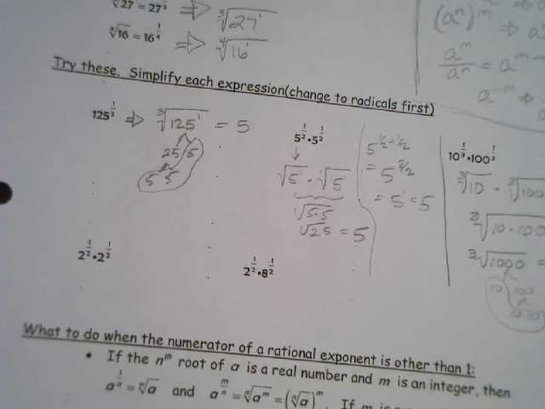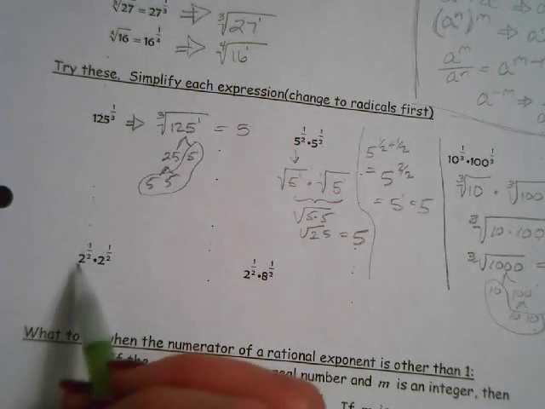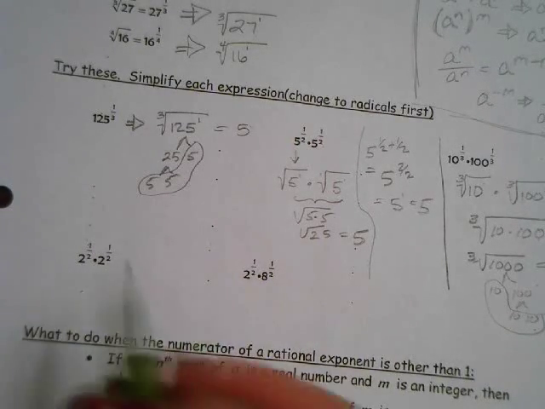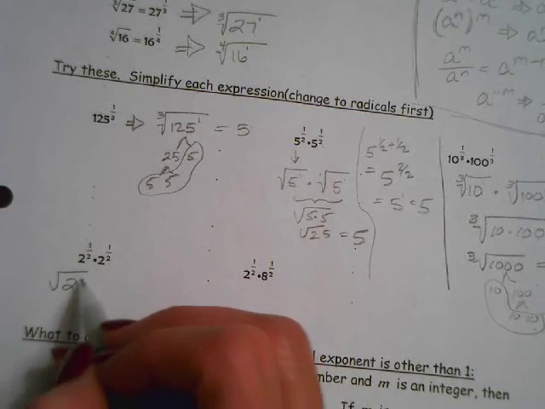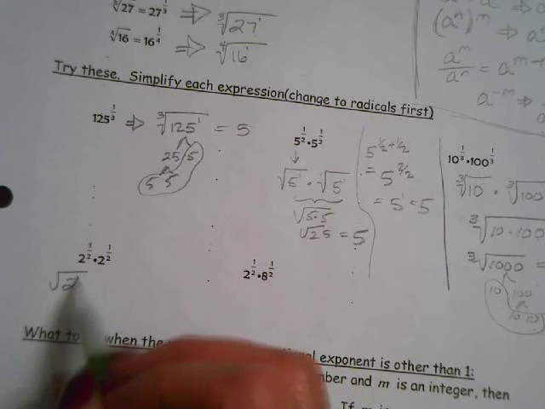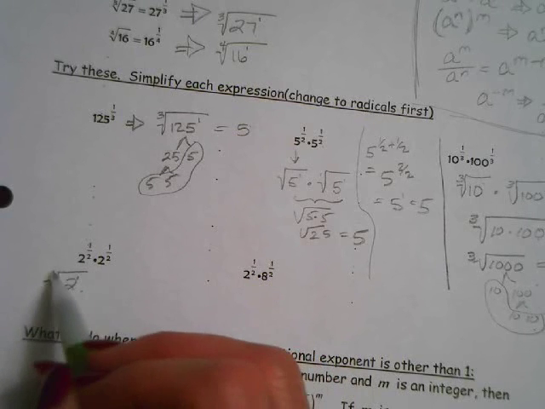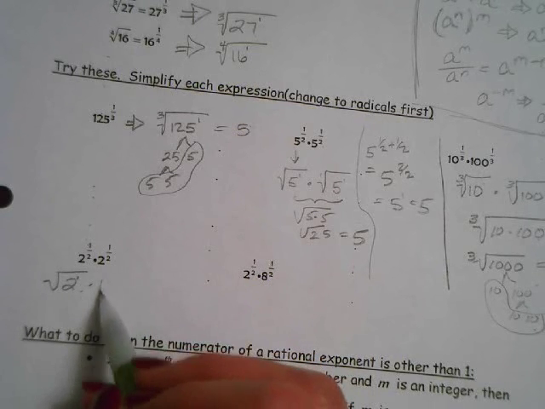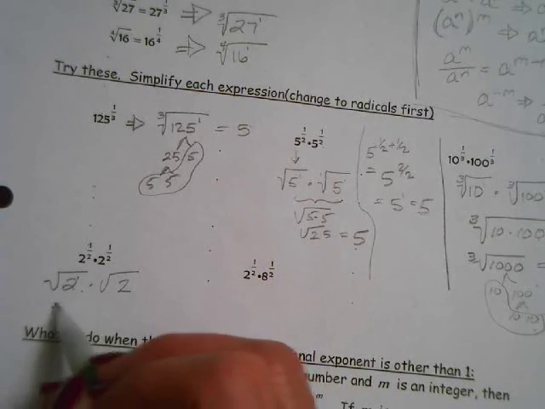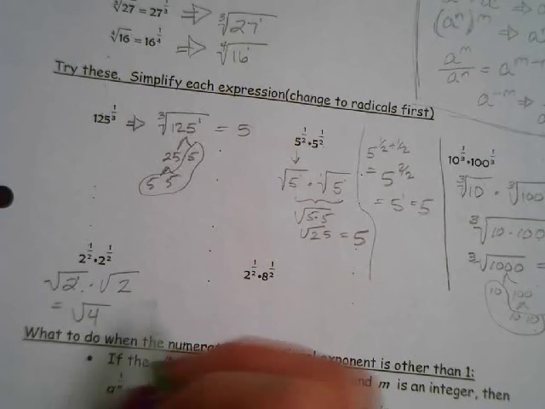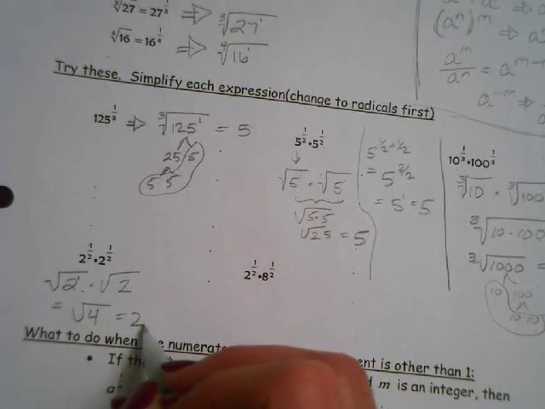Okay? So next, let's move on to 2 to the 1/2 times 2 to the 1/2. So that would be, again, 2 goes inside, the 1 is the exponent, the numerator is the exponent on the radicand. And then I'm going to do square root, and multiplying that by, again, the square root of 2. That then can become the square root of 4 when you multiply them together, and that equals 2.